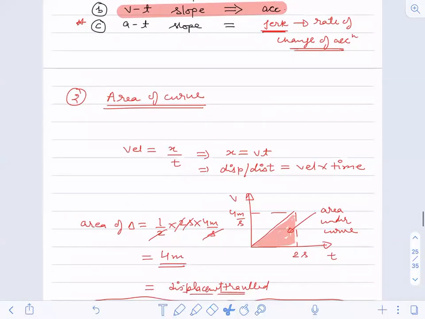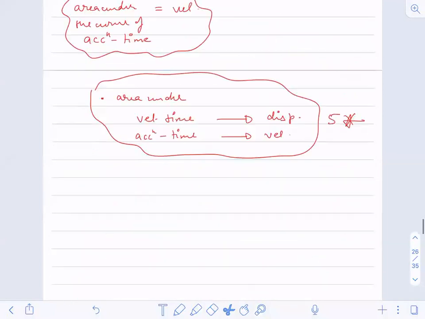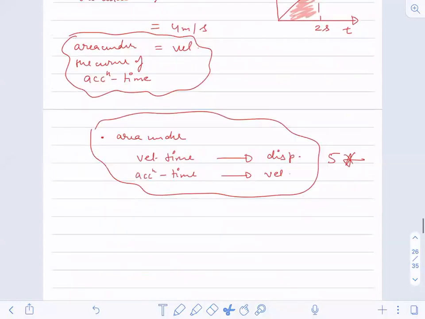Then we had seen area under the curve. For velocity-time graph, the area under the curve will give me displacement. And area under the curve of acceleration-time graph will give me velocity. So these things we have already completed, and with this the graph chapter is complete.